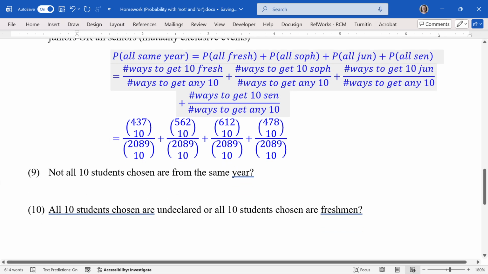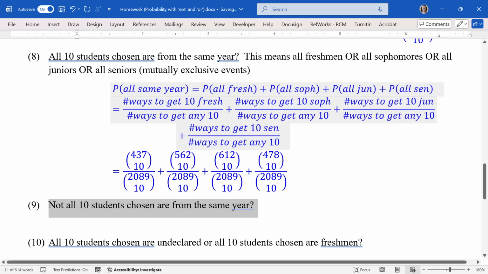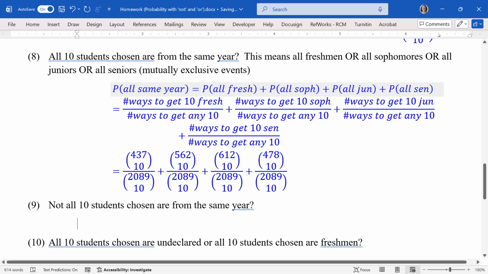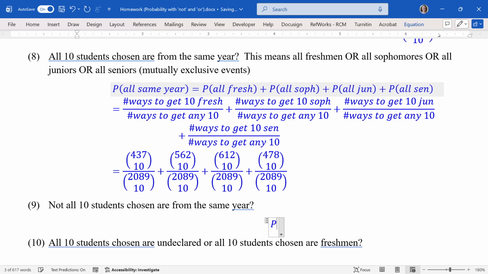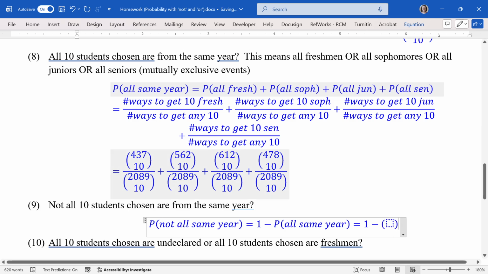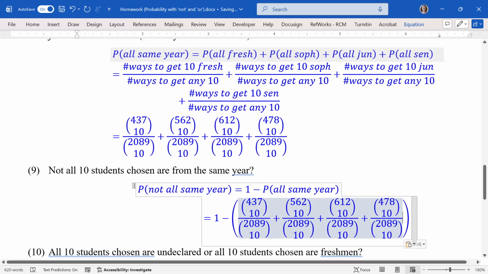And then number 9, not all 10 students chosen are from the same year. Okay, so you notice this is the same as number 8, but with the word not in front of it. That means we can use our not formula. So probability not all same year is going to be 1 minus the probability that they are all the same year. And we just calculated what that was. So all we have to do is just copy it down here and subtract it from 1. And we get this big, beautiful number here.